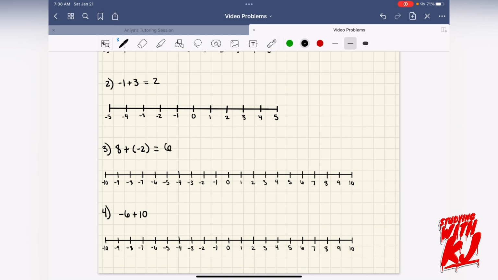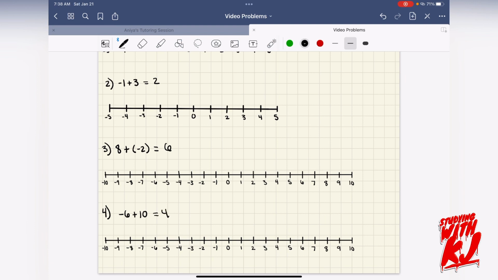Now let's go on to our last problem. Our last problem reads negative 6 plus 10. So we start off at negative 6, which is right here, and then we add 10, which means we move over to the right of the number line 10 times. So 1, 2, 3, 4, 5, 6, 7, 8, 9, 10. And when we do that, we land at 4. So that means that negative 6 plus 10 is equal to 4.